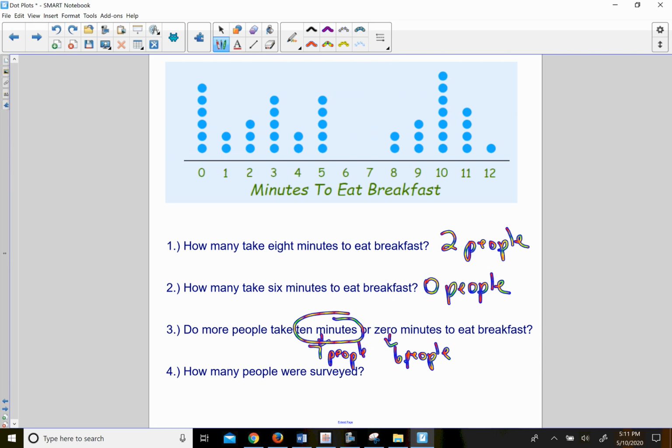And then the last question is, how many people were surveyed and asked how many minutes do you take to eat breakfast? So to answer that, we're going to count up how many dots there are. So we already did 0, we know that there's 6. So I'm going to start at 6, 7, 8, 9, 10, up through 39, 40. So there were 40 dots. That means 40 people were surveyed to ask how long it took them to eat breakfast.